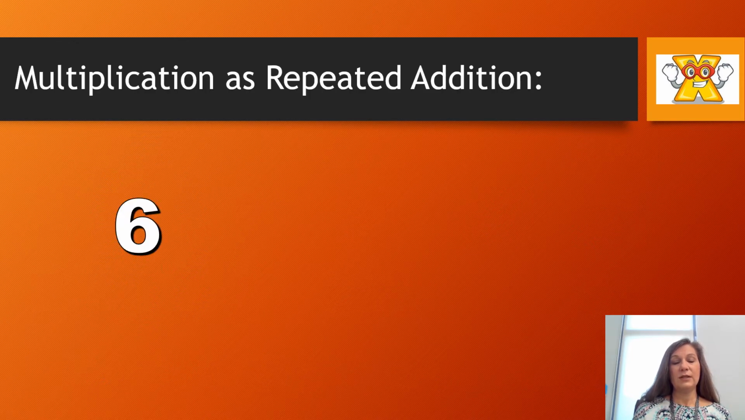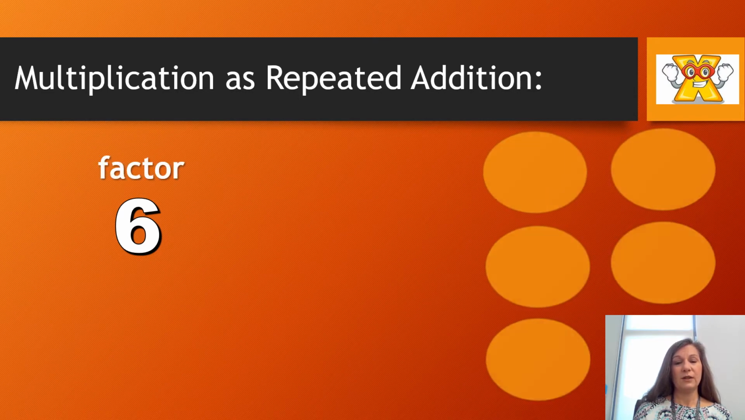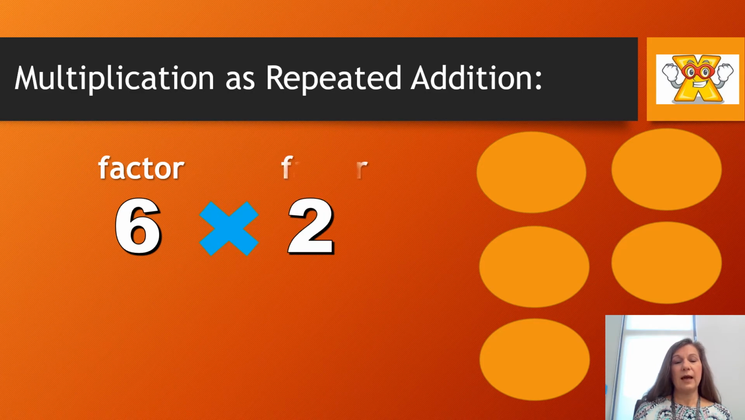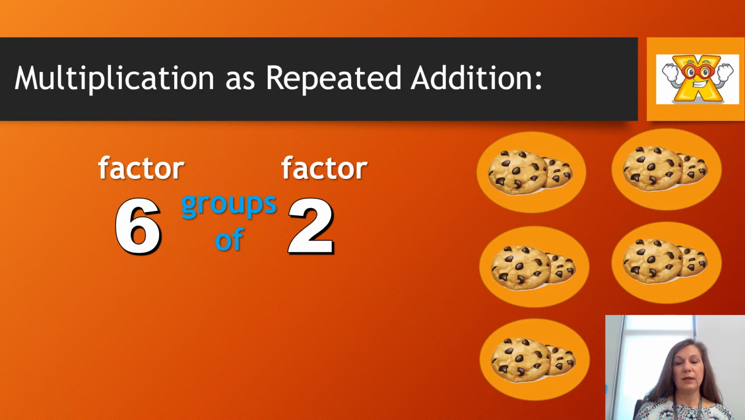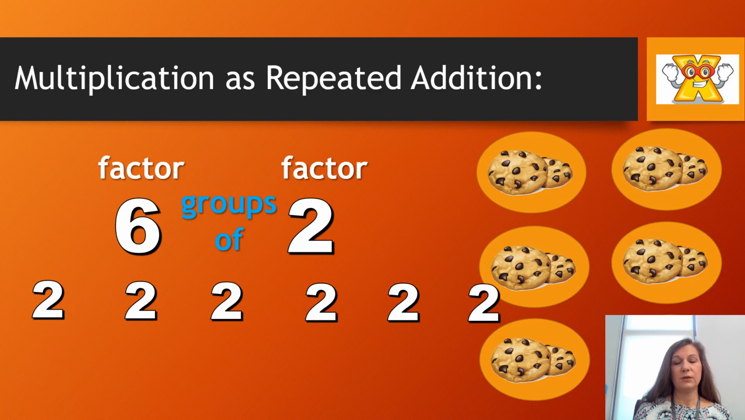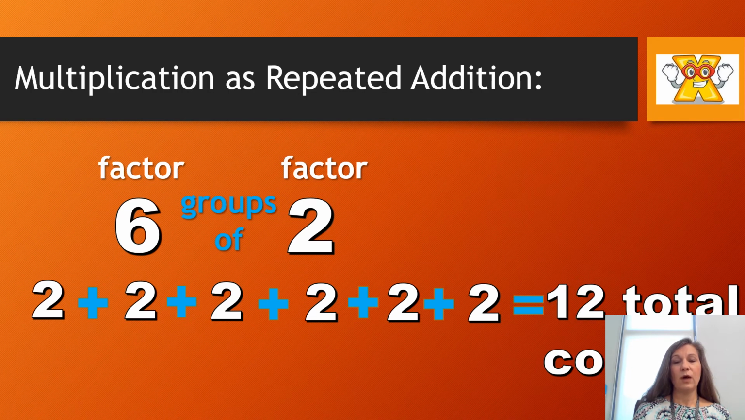So we're going to continue this idea, and we're still going to consider that our first factor tells us our groups. Our second factor is going to tell us our number in each group. Groups of can be used to replace our multiplication symbol, and that tells us that we have 2 in each group. So we have 2 plus 2 plus 2 plus 2 plus 2 plus 2, and we're going to add those together to get our 12 total objects.